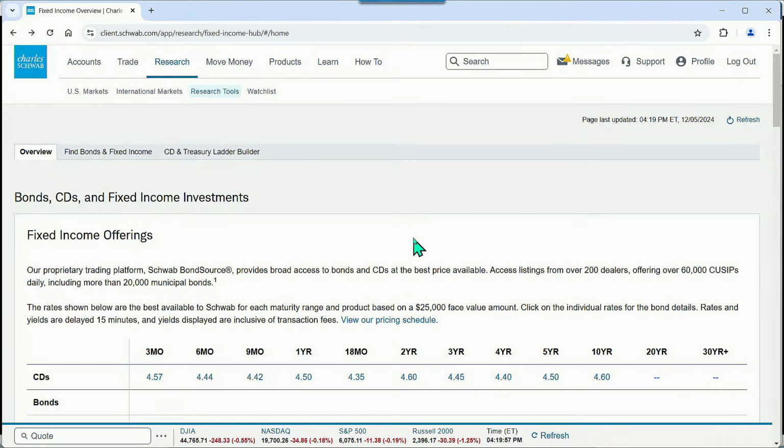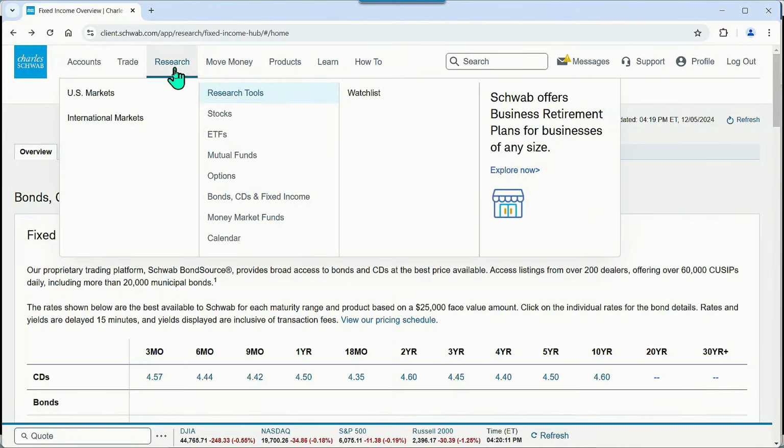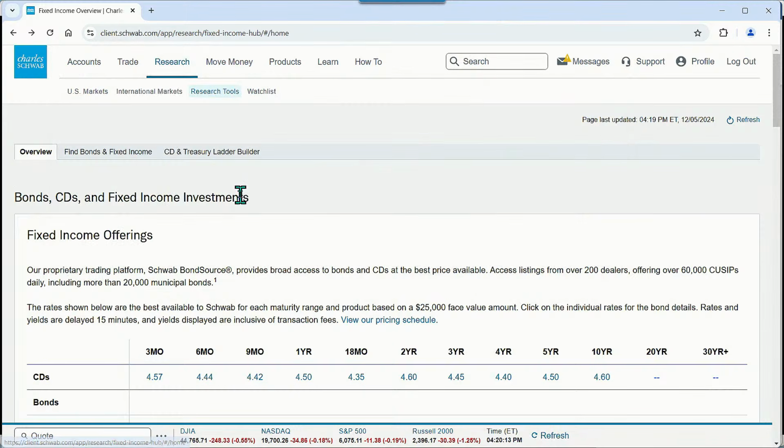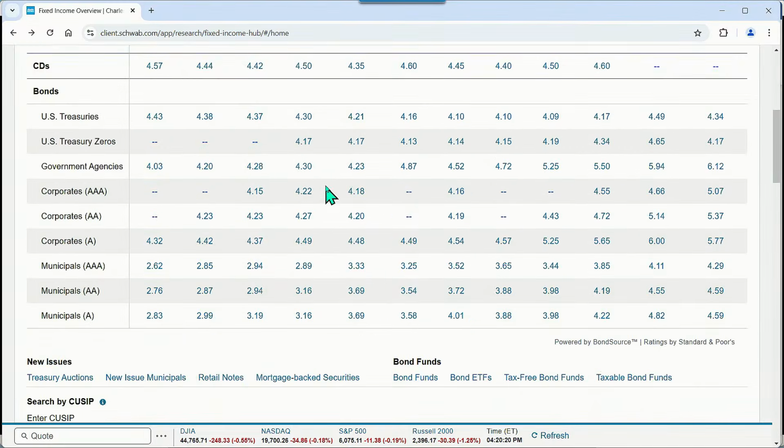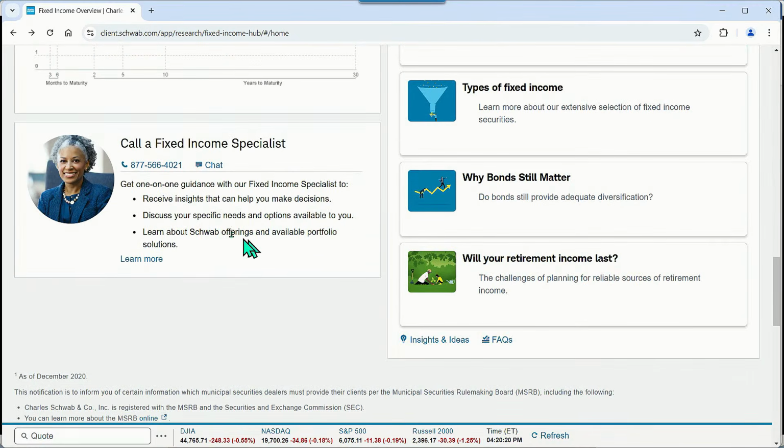Now, maybe you say, well, I don't want to buy an ETF. I want to do individual bonds, but I want to talk to somebody. Well, you can do that. We have fixed income specialists here. If you go to research and click on bonds, bond CDs, fixed income, and you scroll down on the page, it's going to say, call a fixed income specialist. You can talk to somebody, okay? There's a phone number for you, 877-566-4021. You can do a little chat there, okay? So you can get some guidance on bonds there.